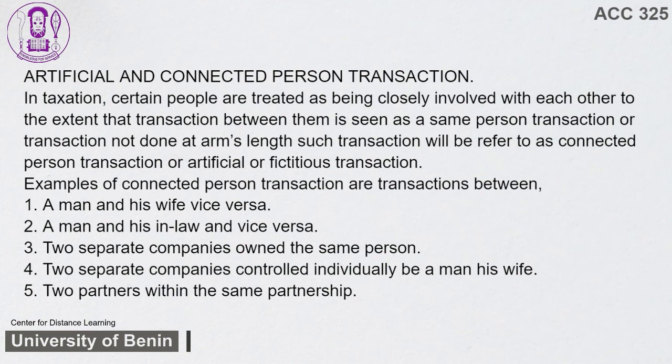Examples of connected person transactions are transactions between 1. A man and his wife, vice versa. 2. A man and his in-law and vice versa. 3. Two separate companies owned by the same person. 4. Two separate companies controlled individually by a man and his wife. 5. Two partners within the same partnership.